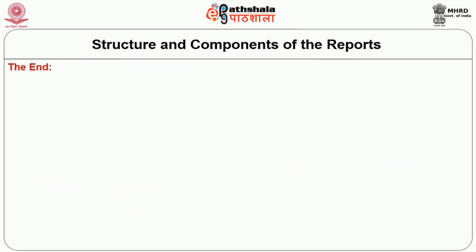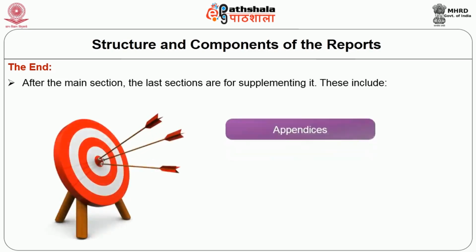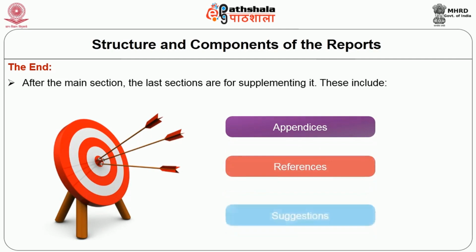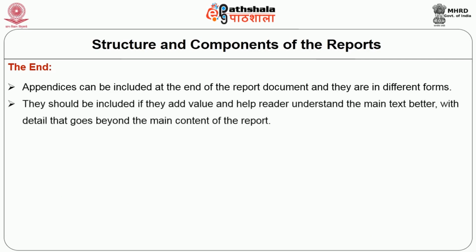Now coming to the last section, the end of the report, the third part. The last sections are usually supplementing the main section, and these include appendices, references and suggestions for further readings. Appendices can be included at the end of the document, and they are usually in different forms. They should be included if they add value and help the reader understand the main text better. And all the details that go beyond the main content of the report are usually in the appendix.